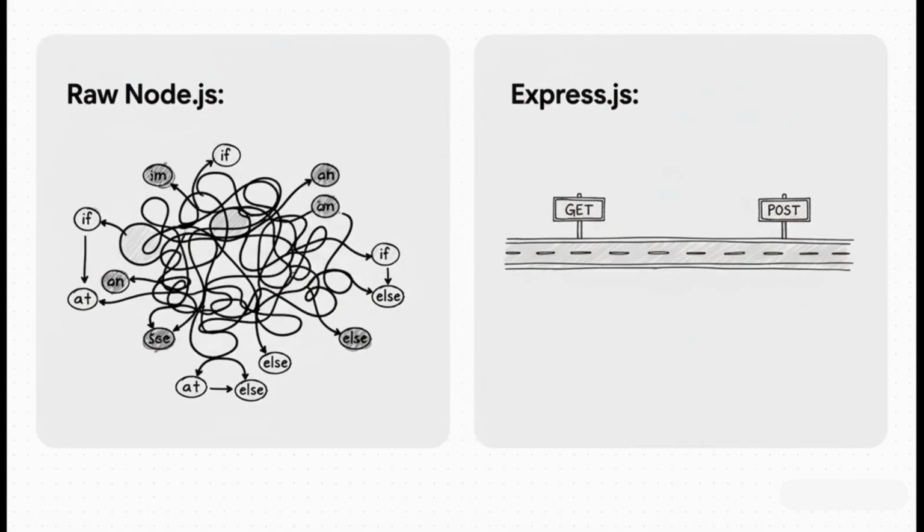With raw Node, you're wrestling with this complicated setup. You're writing messy if-else statements just to figure out which URL the user is asking for. But with Express, that chaos turns into a clean, simple, readable line of code. You want to handle requests to your homepage? It's as easy as app.get('/'). Express just handles all that underlying complexity so you can focus on building your features.